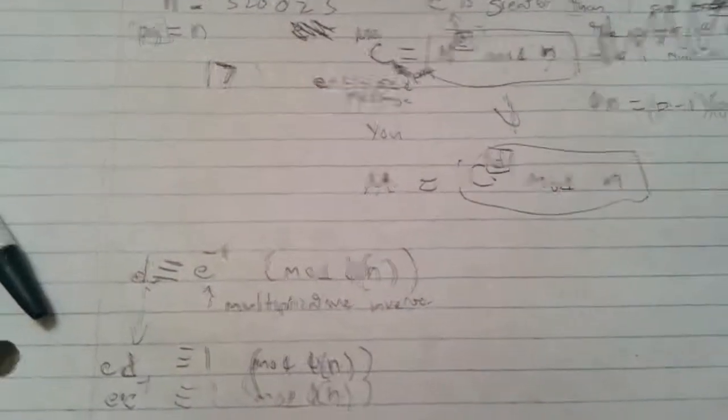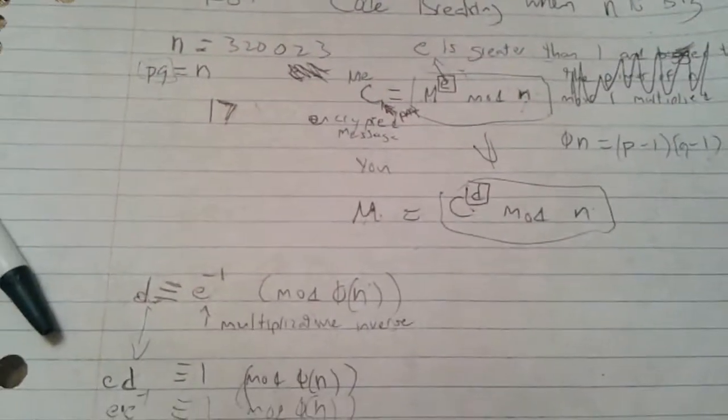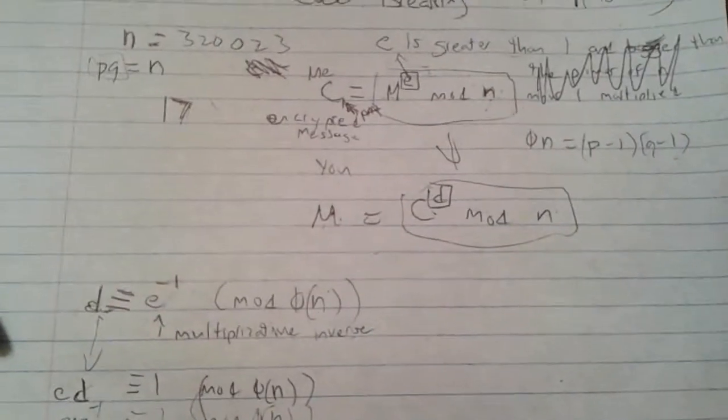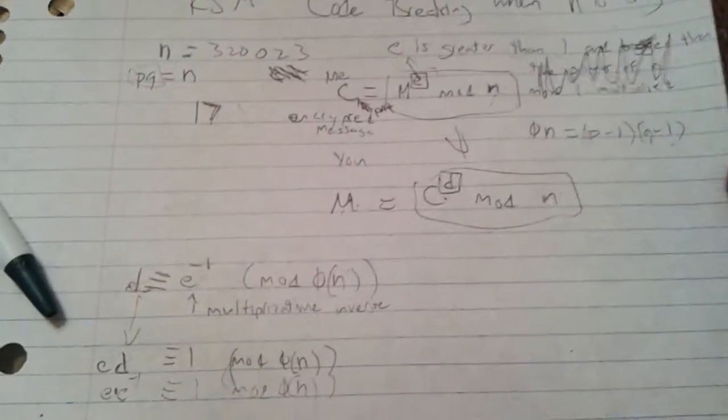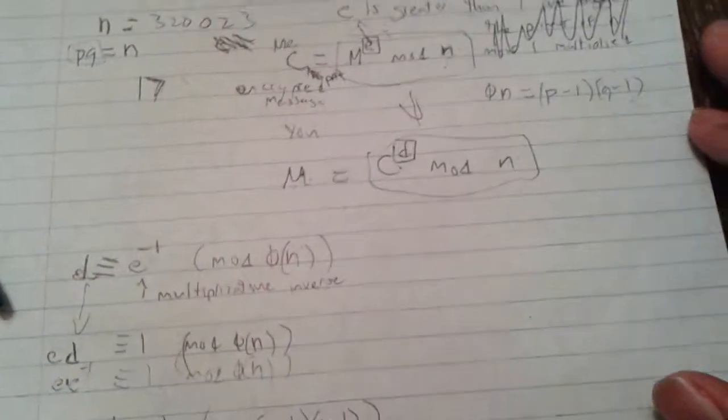Where was I? So, multiplicative inverses, right. When I take E and multiply it by D, and mod it by the totient of n, which is p minus 1 times q minus 1, it's going to give me 1. Now, how does this knowledge help us at all?